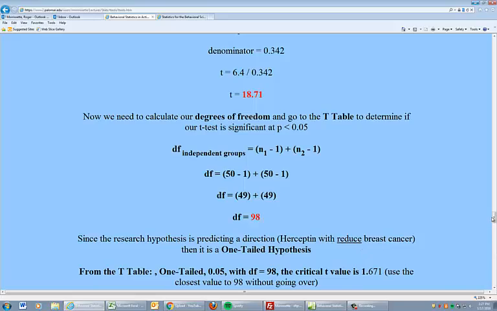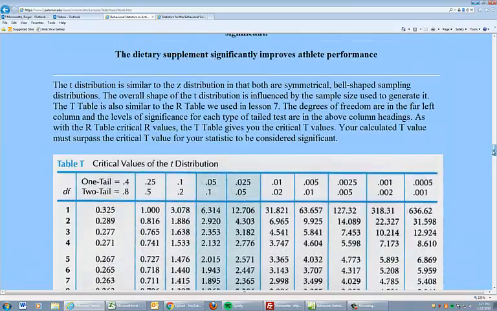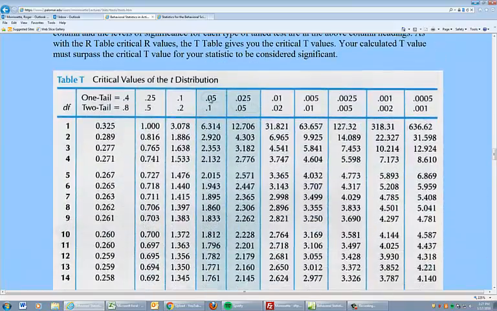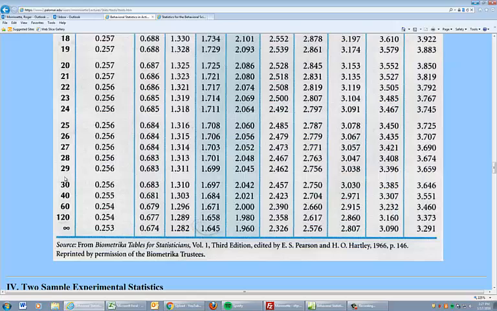Let's go to the t-table to see that. There's something a little different here. One-tailed test, 0.05, we're going to use this column. But our degrees of freedom was 98. You notice there is no 98 in the table here. So what you do in that case is just round down to the nearest one. We'll use 60 instead, and we'll use 1.671 as our critical t.